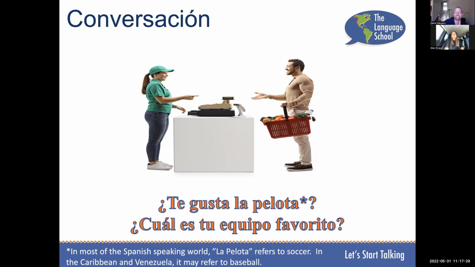Muy bien. ¿Te gusta la pelota? Pelota means ball. So this one's going to change a little bit depending on exactly where you are. In most places, it's going to refer to soccer. ¿Te gusta la pelota? It's like saying, do you like soccer? If you're in a Caribbean country, so think Cuba, Dominican Republic, or maybe Venezuela, baseball is the more popular sport. So it could refer to baseball as well. Alex, ¿te gusta la pelota? Me gusta el fútbol. ¿Cuál es tu equipo favorito?